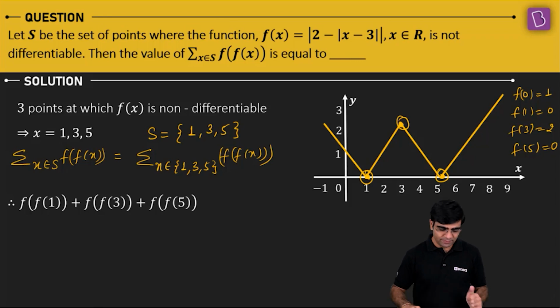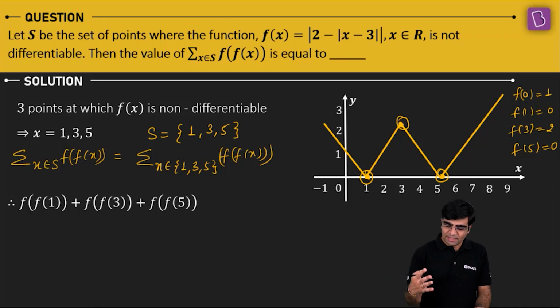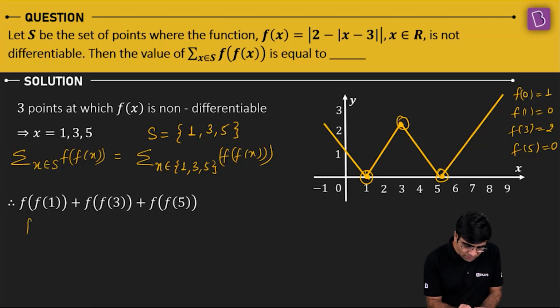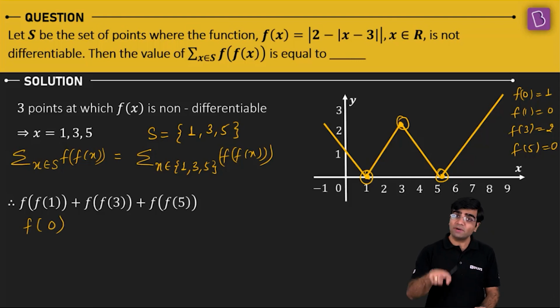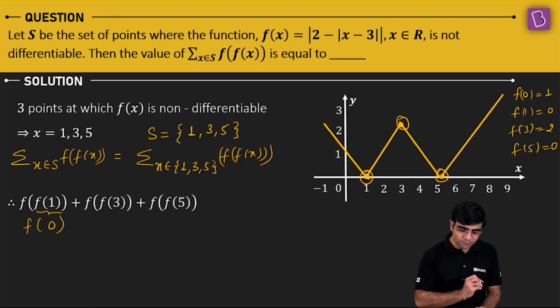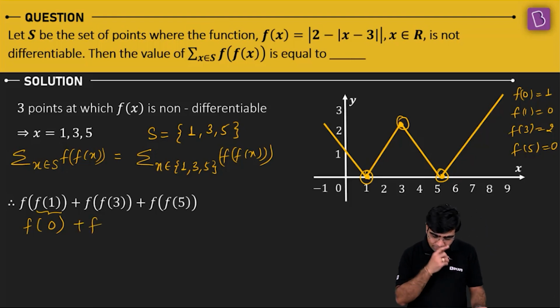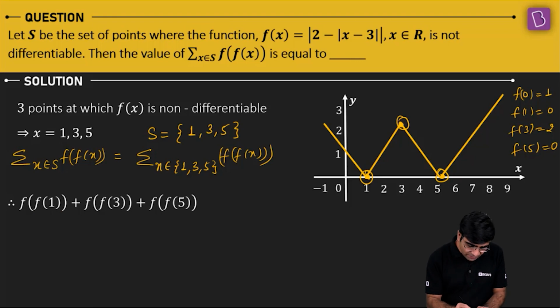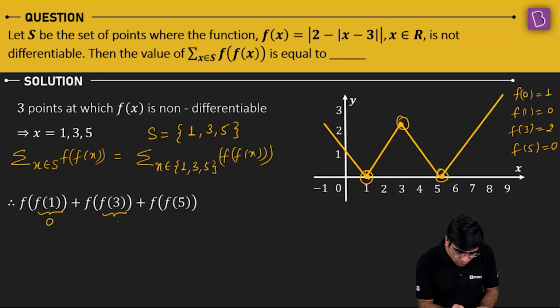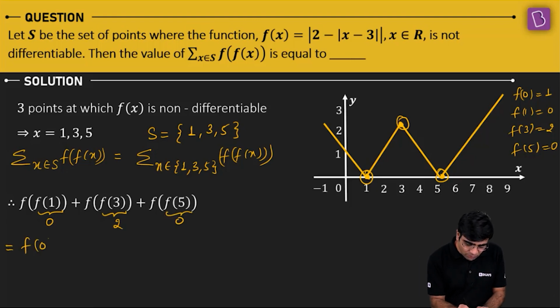Sorted? Perfect. Now, on the right side, I've written all these standard values. So what is f of 1? It is 0. So f of 1 is 0. F of 3 is 2 and f of 5 is 0. So what do I have? This becomes equal to f of 0 plus f of 2 plus f of 0.